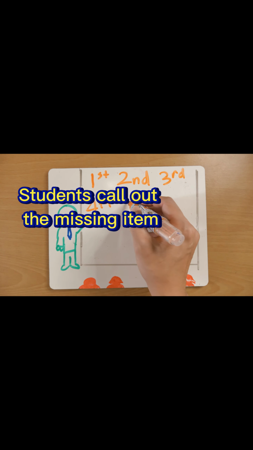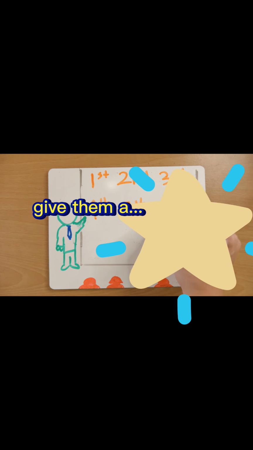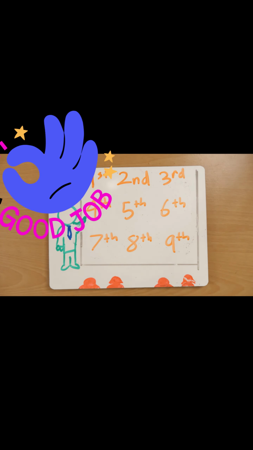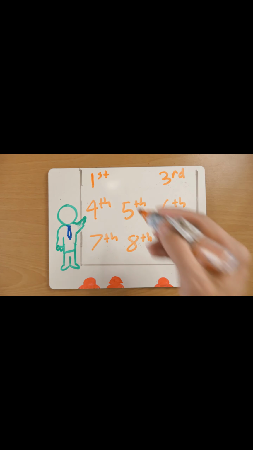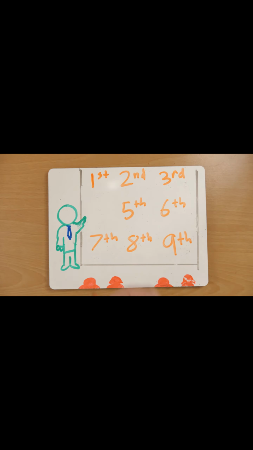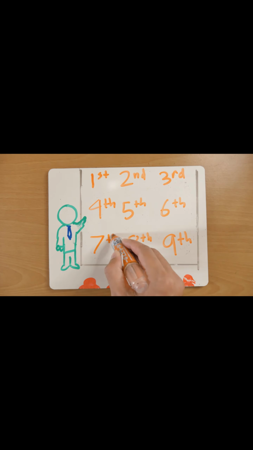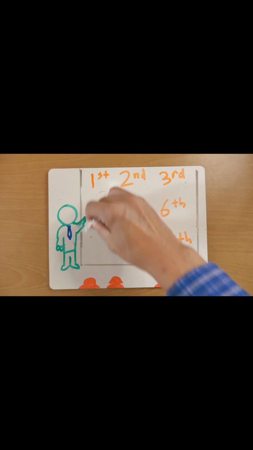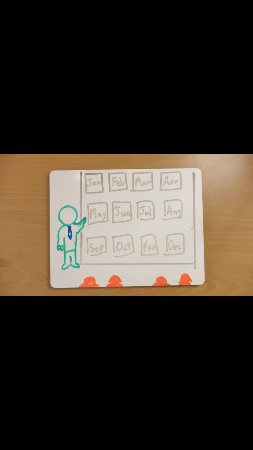And if they answer correctly or answer first, give them a star, or however you want to reward them. For example, you can use ordinal numbers to practice with. Okay, they'll go to sleep. You erase a number and tell them to wake up, and the first student will say, "Oh, fourth is missing," or seventh is missing, etc.